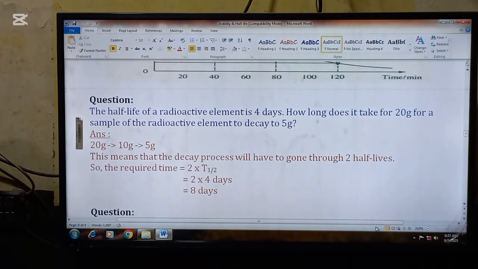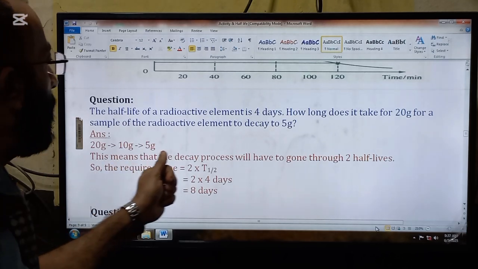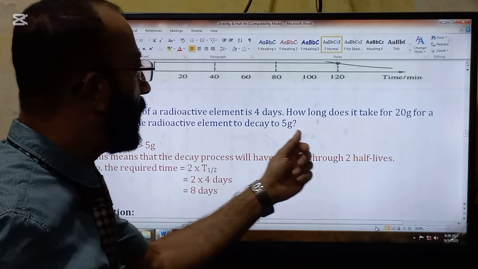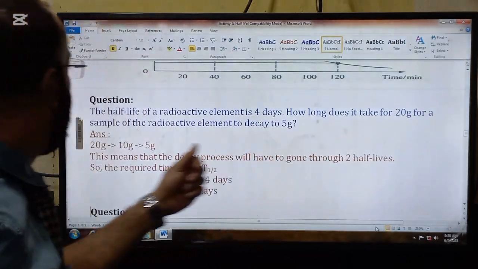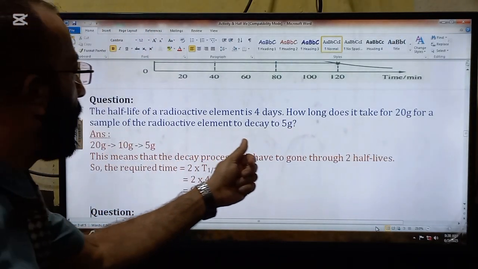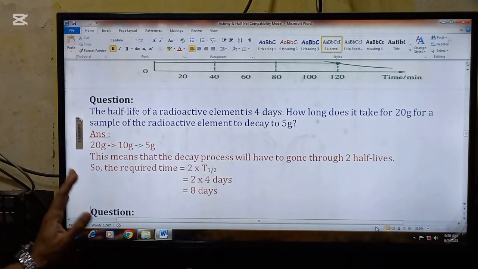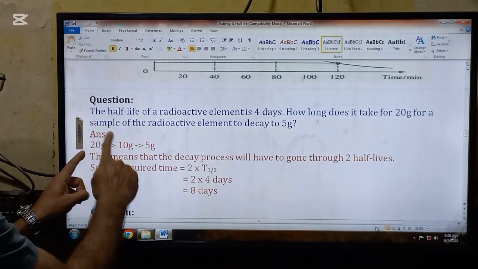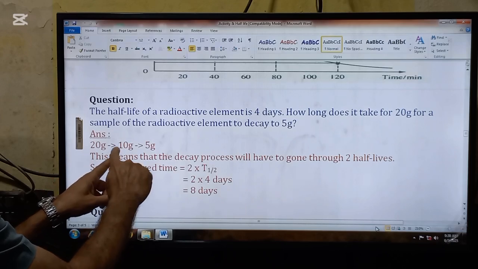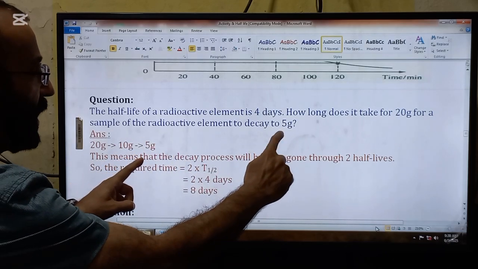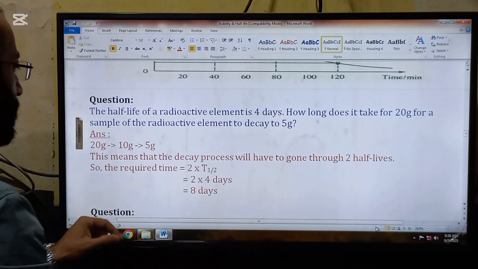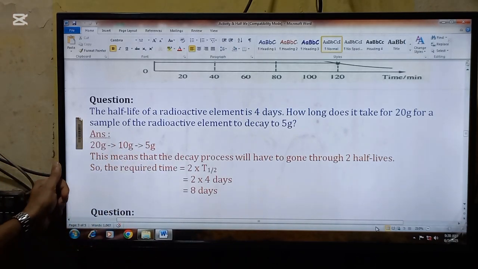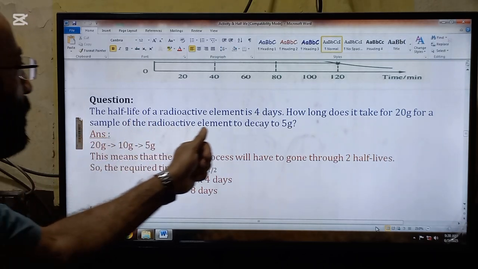And another question is here: the half-life of a radioactive element is 4 days. How long does it take for a 20 gram sample of the radioactive element to decay to 5 grams? So look now, in the beginning we have 20 grams, half will be decayed, that is 10 grams, then 5 grams, because we want to reach 5 grams. This will take one half-life, and this is another half-life.